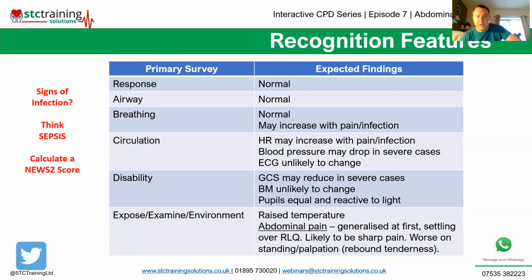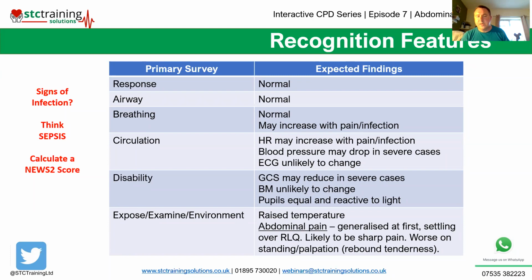So RLQ, right lower quadrant, it's likely to be a sharp, stabbing kind of pain, and that's just the way the nerve endings all finish around the protective layers of the abdominal organ. It's likely to be very, very painful on standing. It's likely to be very, very painful on palpation. You often get that rebound tenderness that you may have heard of. If you push down in that right lower quadrant, that will be painful itself more than likely, so be careful with how much force you use. But as you release, if you release quickly, you quite often have a shooting pain in that area.